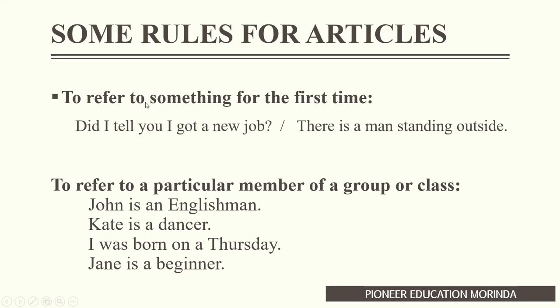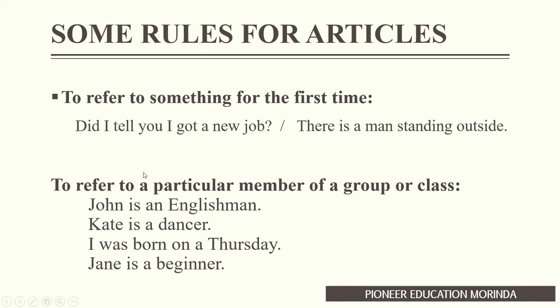When we are referring to something for the first time, for example, did I tell you I got a new job? This is a man standing outside. So whenever we are mentioning something for the very first time that we haven't talked about, then we use a.